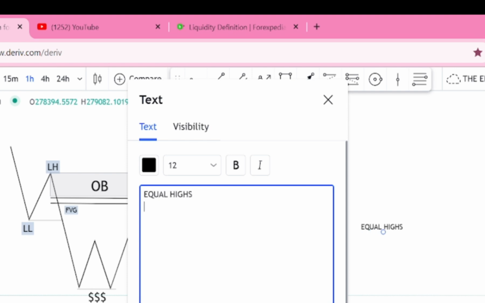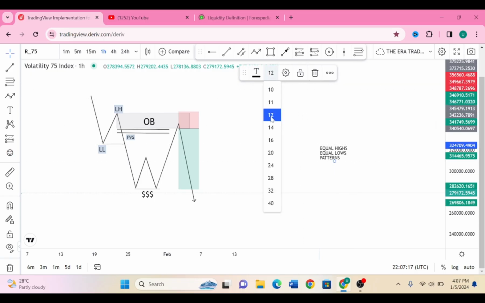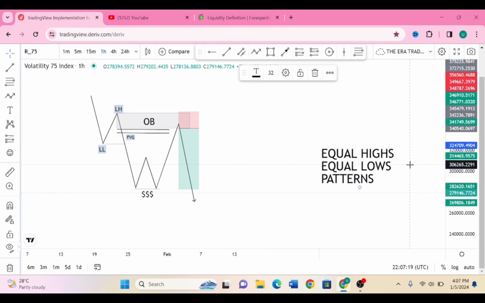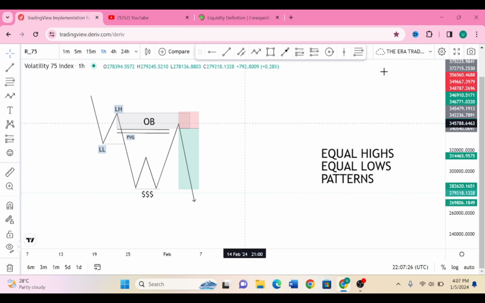and patterns. I'll not go into the other forms of liquidity, but I'll just take this theory. You need to know that equal highs, equal lows, the ones you call double top, double bottom, triple top, triple bottom, are all liquidity levels. So we spotted that there's a double bottom here and it went up.